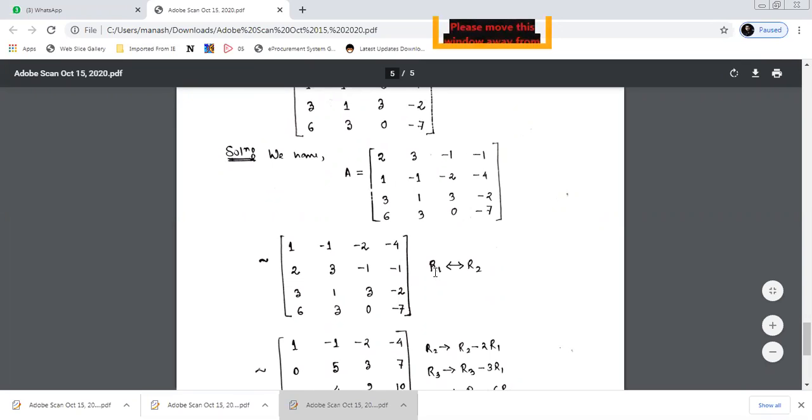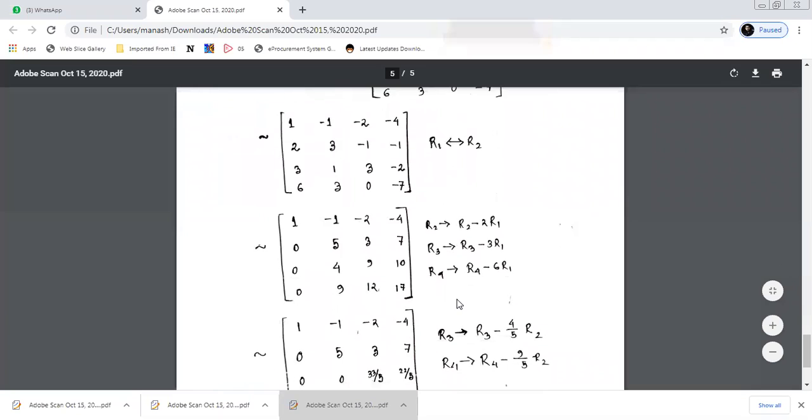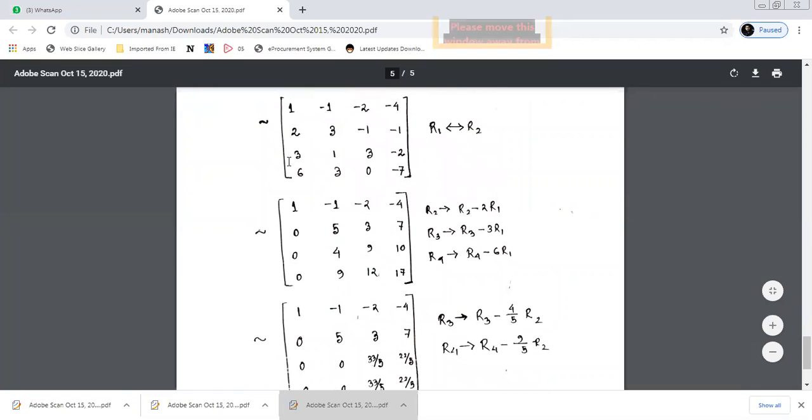So that's why we interchange row 1 and row 2. In place of row 1 we put row 2: 1, minus 1, minus 2, minus 4, and in place of row 2 we put row 1: 2, 3, minus 1, minus 1. Okay, so now our next aim is we have to make those 3 elements equal to 0.